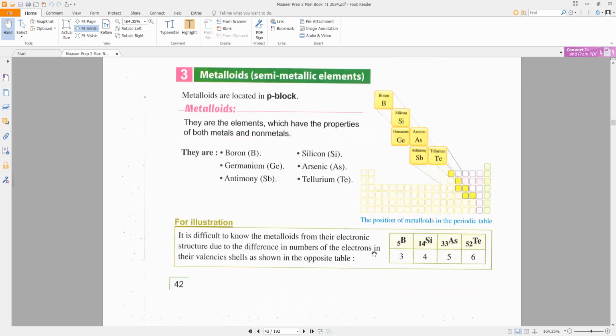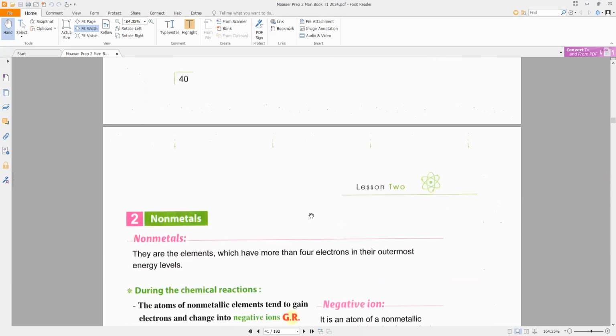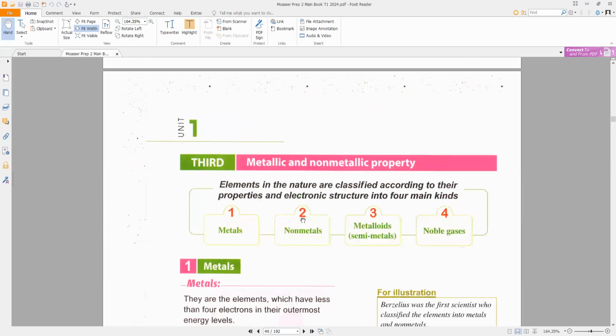Metalloid. We call the metalloid semi-metal. It's located in the P block between metal and non-metal. Also, the metal is located on the left side of the table, non-metal on the right side of the table, and noble gas in the last group, at the maximum right side of the table. Metalloid is between metal and non-metal.